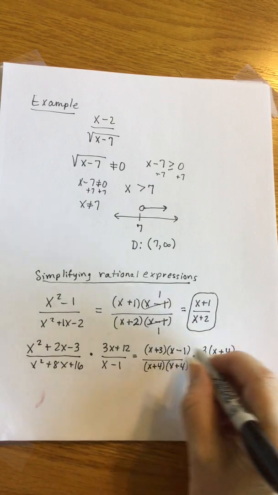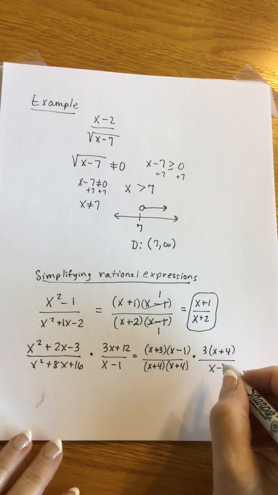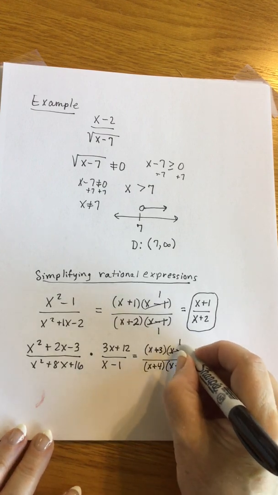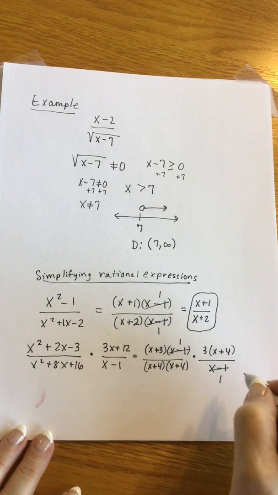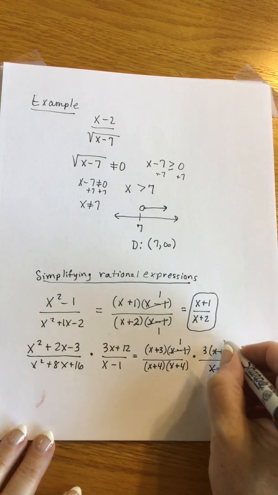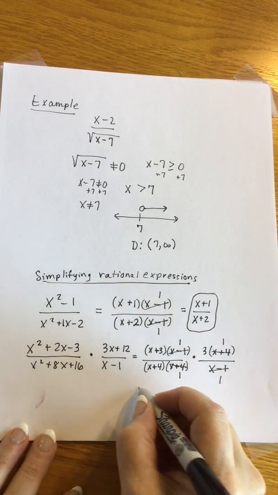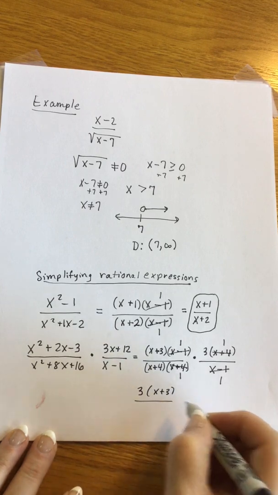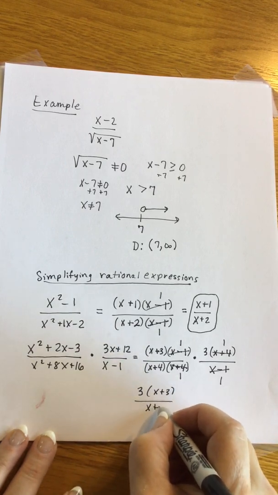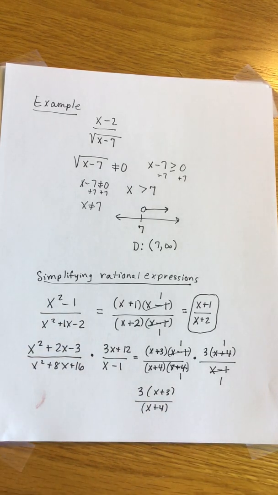So now you're looking at the numerator and the denominator to see if there's any common factors that can divide out. So x minus 1 can divide out with x minus 1 and be a 1. x plus 4 can divide out with x plus 4. So we're left with 3 times x plus 3 over x plus 4. Again, let's give everybody a chance to catch up to that point first.